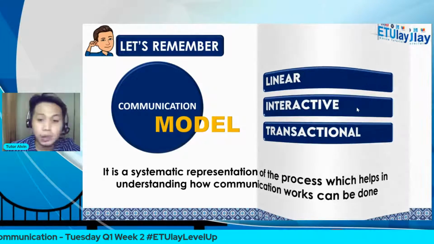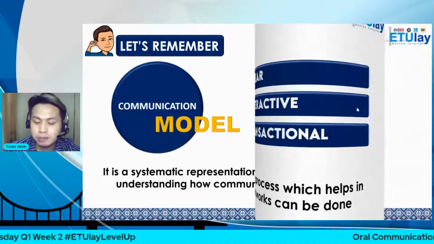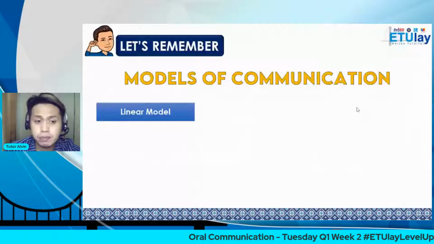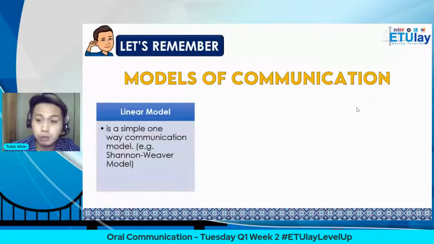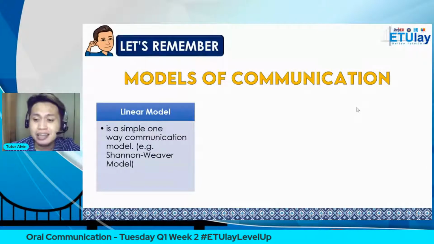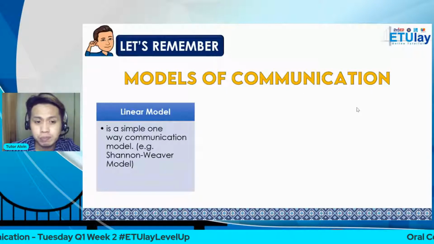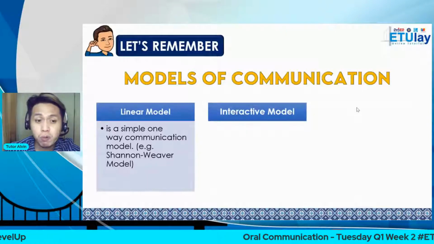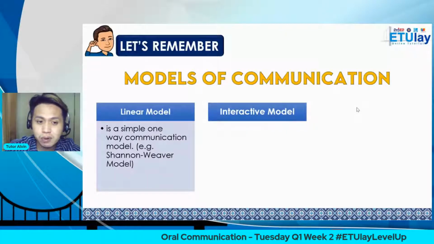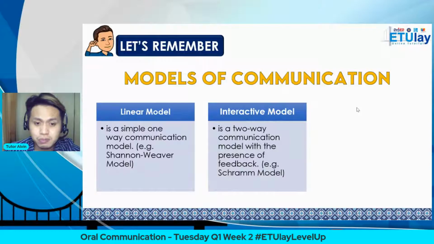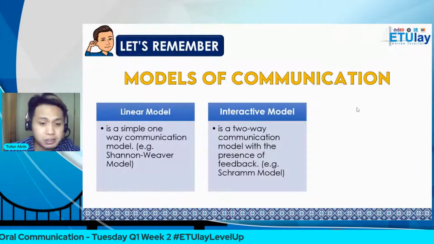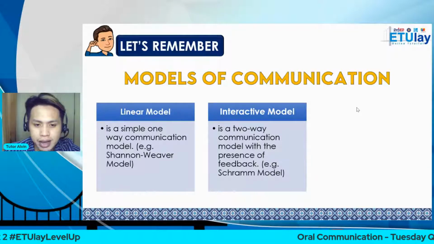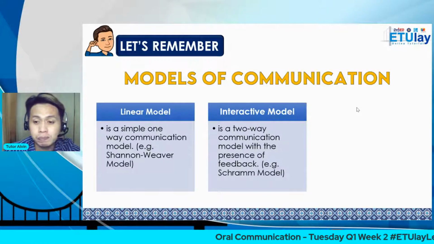To be specific, when you say linear model, just always remember it is a one-way communication model. Best example is the Shannon-Weaver model. How about the interactive model? Compared to the linear one, the interactive model is a two-way communication model because of the presence of feedback. Example, the Schramm model.